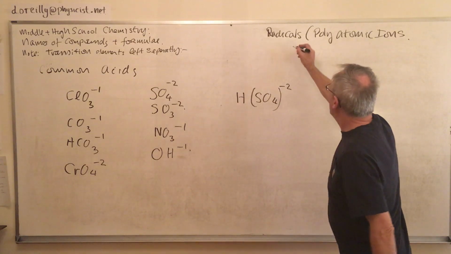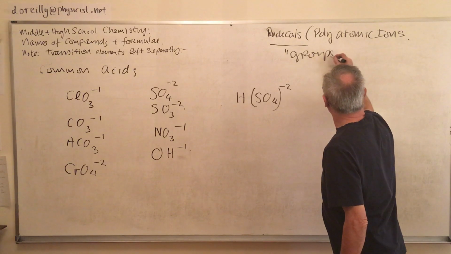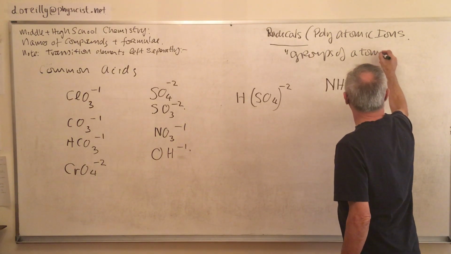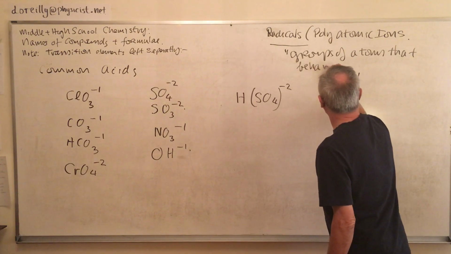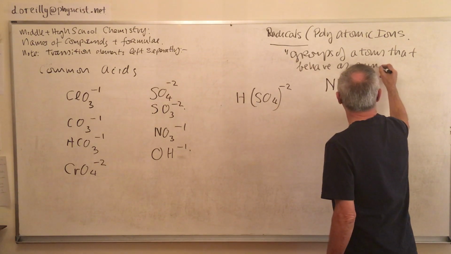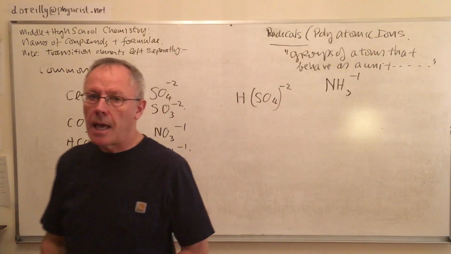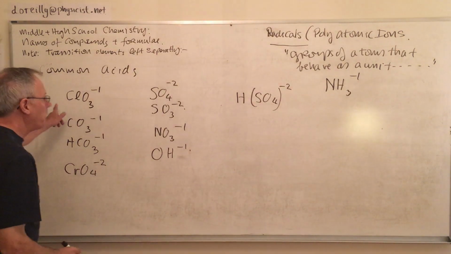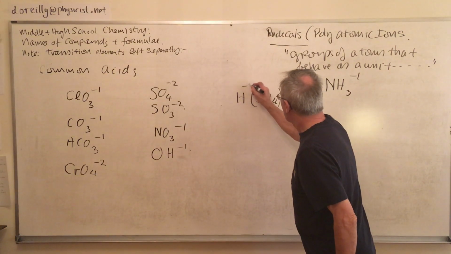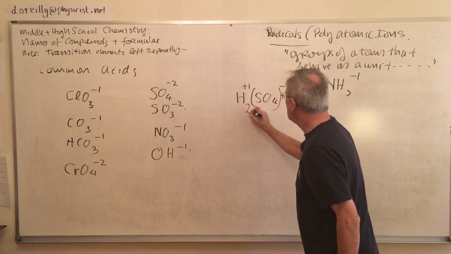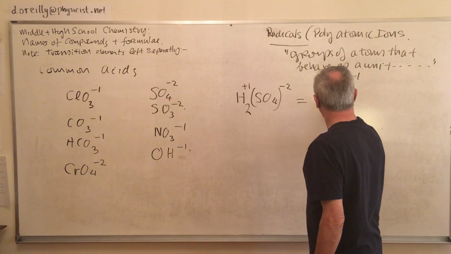Now, what are polyatomic ions or radicals? They are groups of atoms that behave as a unit in chemical compounds. Let's make the acids first. HSO4, well, it's not balanced. H is positive 1, so I need 2 hydrogens to balance the negative 2. And I get sulfuric acid.